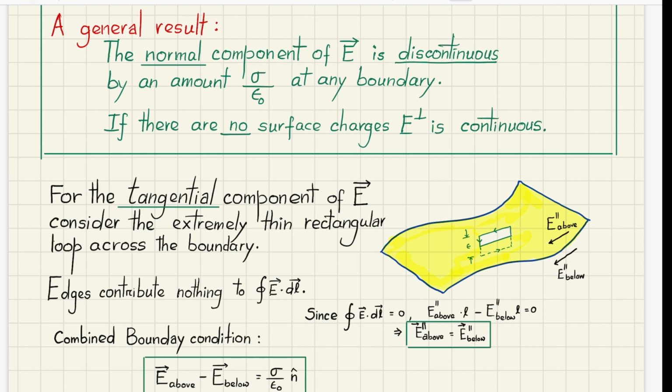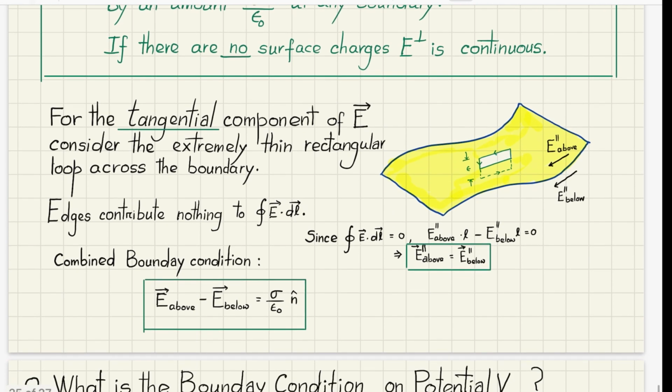And the combined boundary condition can become, because the tangential component is always equal, the normal component can go through a jump of sigma by epsilon naught. So the combined boundary condition is E above minus E below equals sigma by epsilon naught. This jump is only in the normal component, and hence along the normal to the surface, n hat. So boundary conditions are extremely important in solving some of the problems.